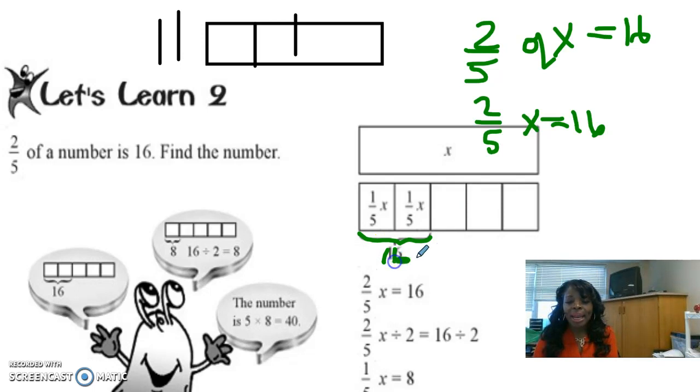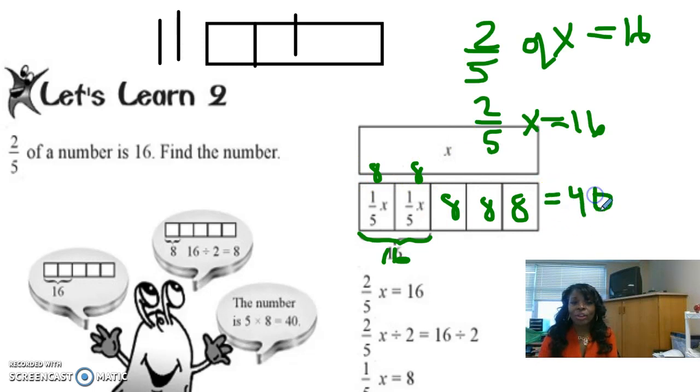Okay. And I'm guessing that you probably know that if 2/5 is 16, each of these has a value of 8. And why is that? Because 16 divided by 2 is 8. And I'm going to go ahead and take the liberty of filling out the rest of the 1/5 sections. So now we already know that x is going to be equal to 8 times 1, 2, 3, 4, 5, which is going to be 40. So we can put 40.